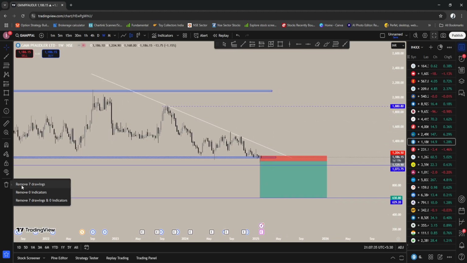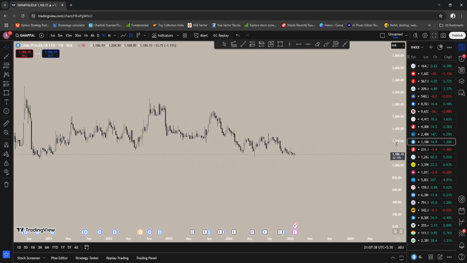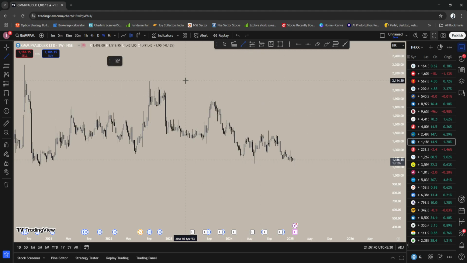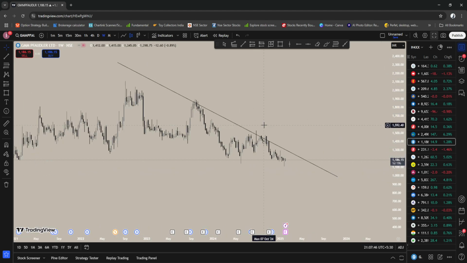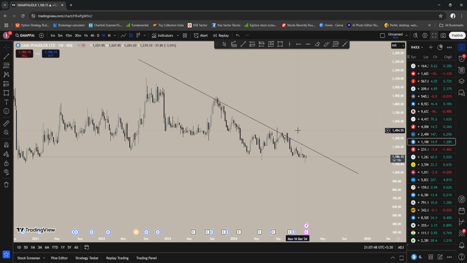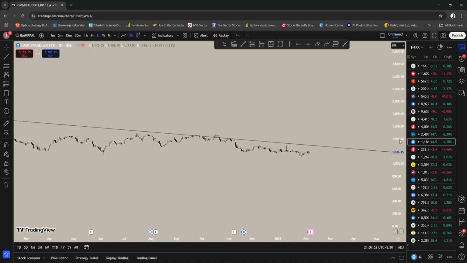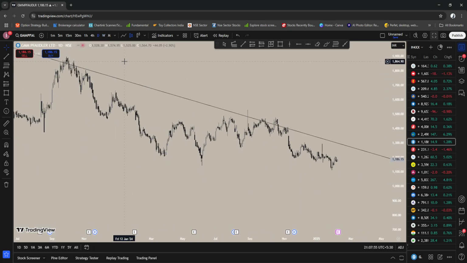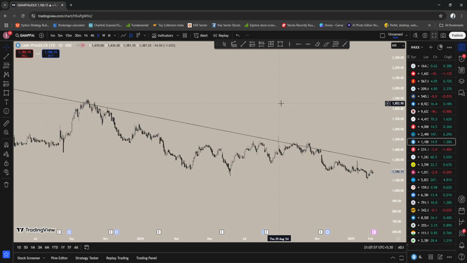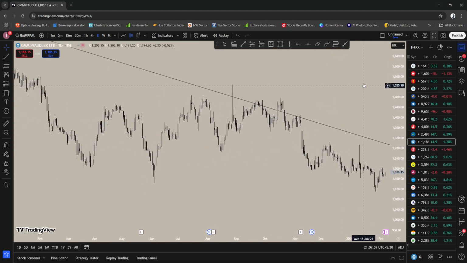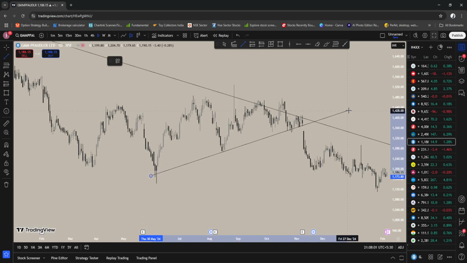Most of the time I use trend lines to identify the trend, and I trade the breakouts. I'll be very honest. If you guys see, a trend line can be drawn from here. If you go to the daily time frame, it'll have a different trend line. It'll have trend lines like this from here. This is not a valid trend line anymore because it was broken.